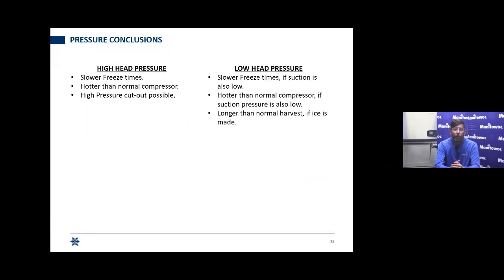So, what about pressure conclusions? If you're running high head pressure and not too high a suction pressure, you're going to have slower freeze times. Let's say that the machine is boxed in as an air-cooled unit. The one right behind me is an air-cooled ice machine. If it didn't have clearances, it could be 70 degrees in that room, but it could also be sucking in 110, 120 degree air because it's pulling in the same heat it's rejecting. So that's going to make it go slower.